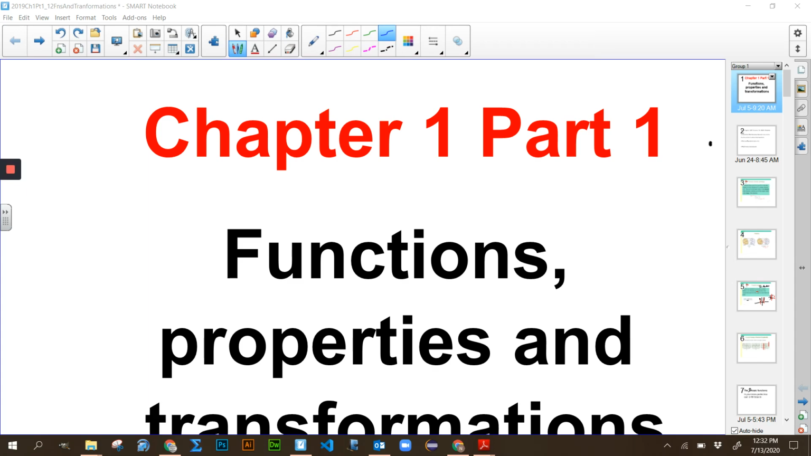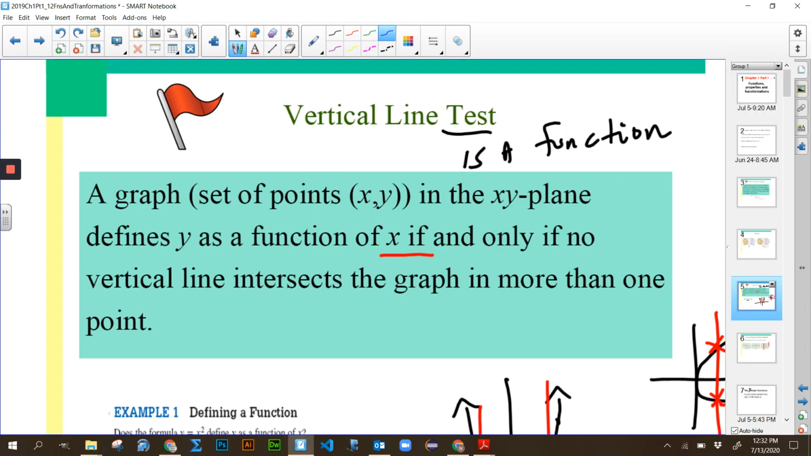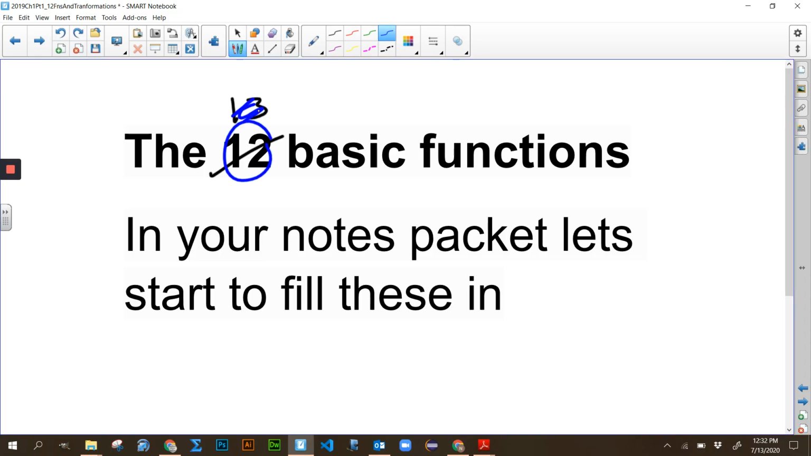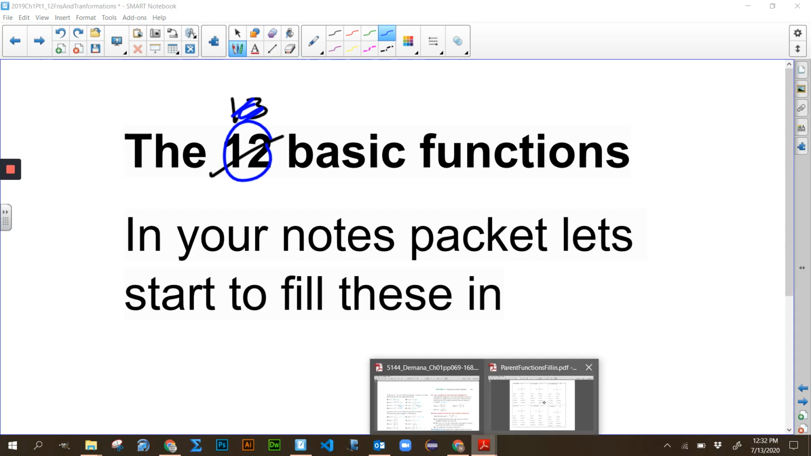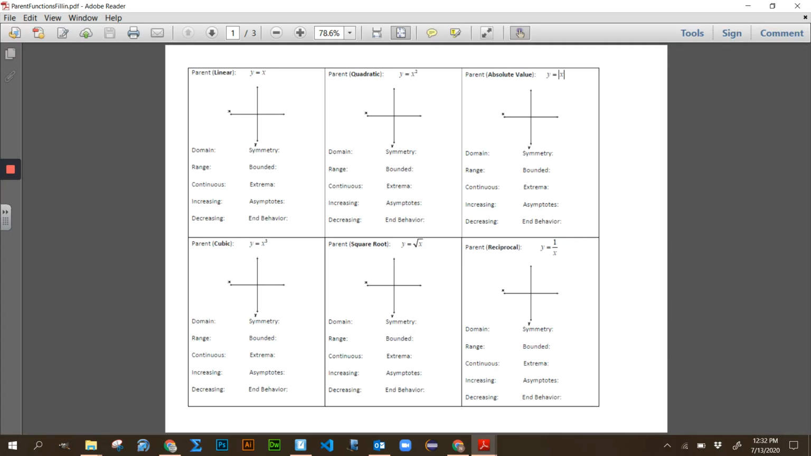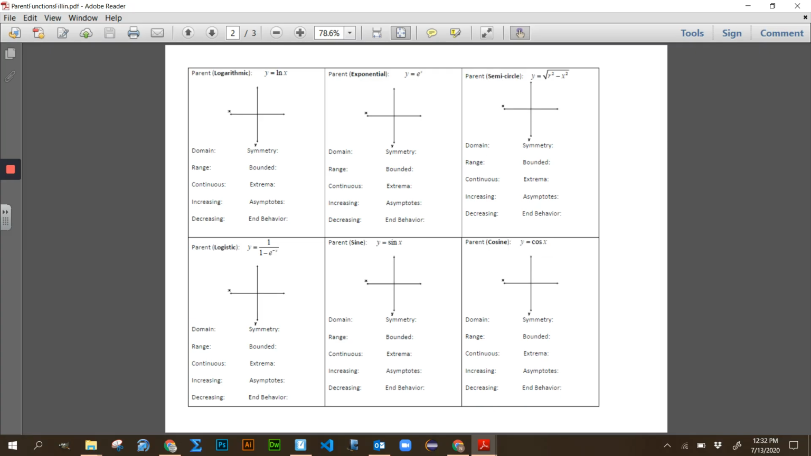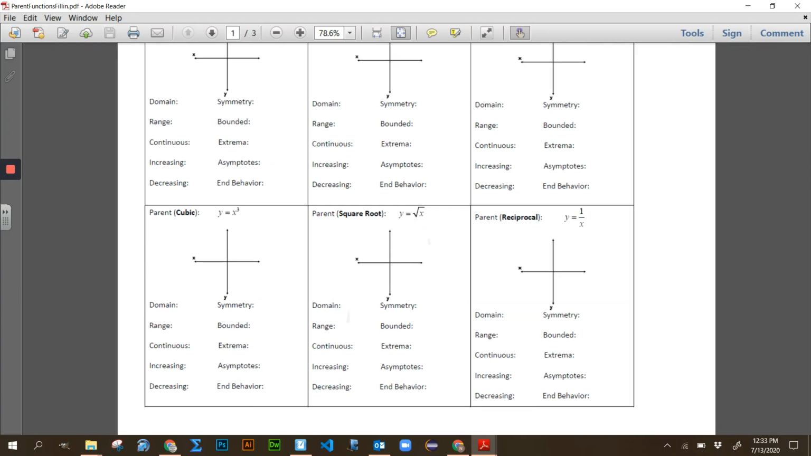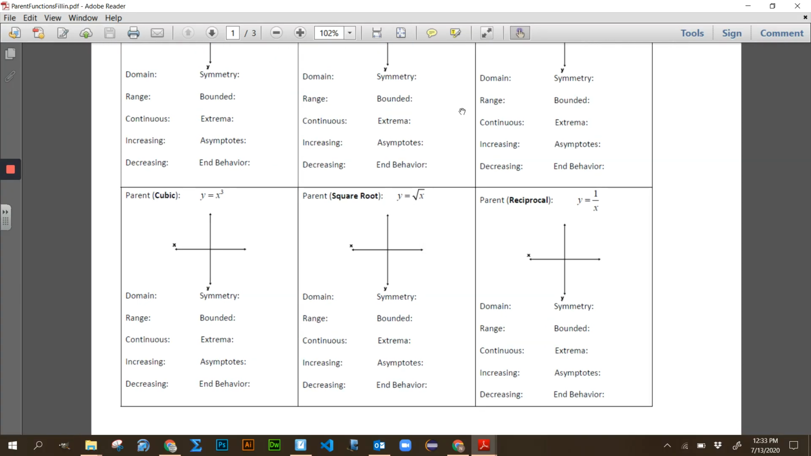Right, let's look at our parent functions on this second video here. So we've already talked about all the properties. Let's keep going to our first one. I think we are just going to do 12 basic functions. What you want to have for this one is the document that is on Schoology. Go ahead and print that out, and we'll go through each of these parent functions and talk about all of the different properties that we discussed in the last video.